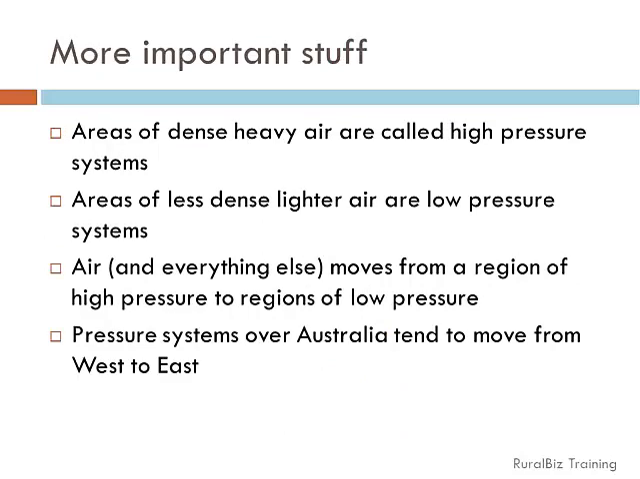Areas of dense heavy air are called high pressure systems. Areas of less dense lighter air are low pressure systems. Now air, and everything else for that matter, moves from a region of high pressure to regions of low pressure. Now pressure systems in Australia tend to move from west to east. There is some movement from north to south at particular times with cyclones. There's some movement from south to north with pressure systems at times, but generally speaking in Australia they move from Western Australia towards the east.